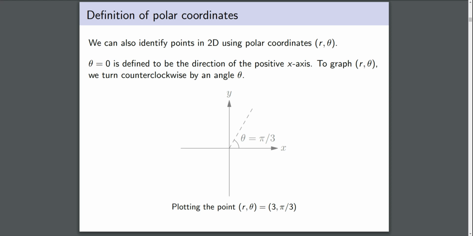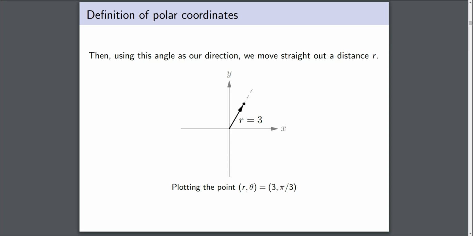And that gives us a direction. I've done an example here. I'm plotting the point r, theta equals 3 comma pi over 3. So I start by turning counterclockwise an angle of pi over 3 radians. That gives me the dashed line that's shown on the graph.